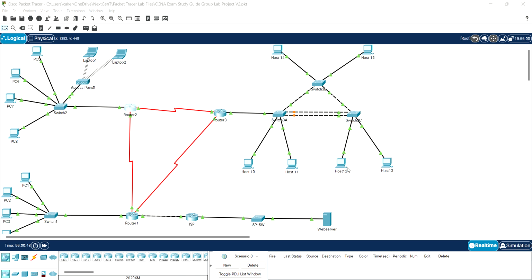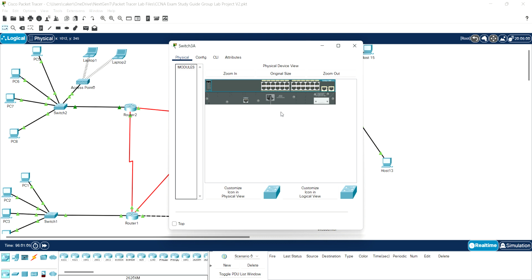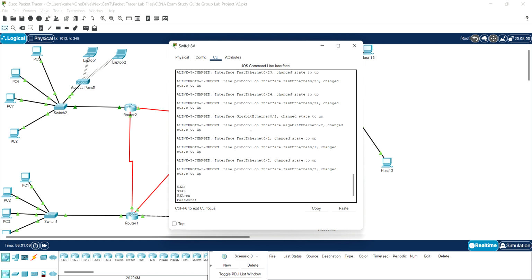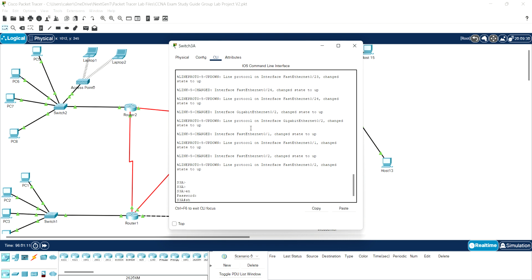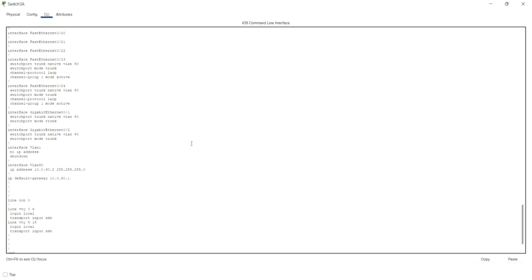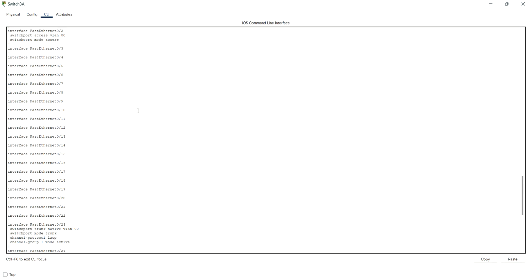Next up, we're going to talk about branch 3. Like I said here, we have these 3 switches set up for link aggregation. And if we look at switch 3, just log in here real quick. But if we look at switch 3 here, we gave it the hostname Switch 3A, S3A.